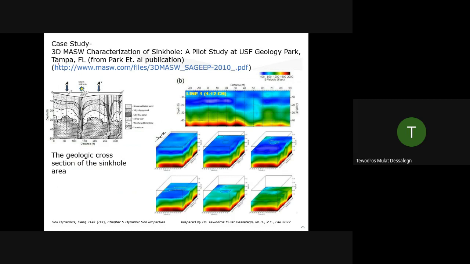This is Tampa, Florida in the US. And this case study is freely available on the web. You can use this link and find it. What they did is they have a geological cross-section of a sinkhole area. Tampa, Florida is very susceptible to sinkholes because of the limestone deposits.